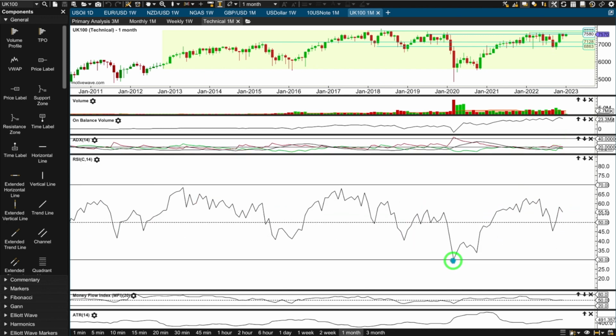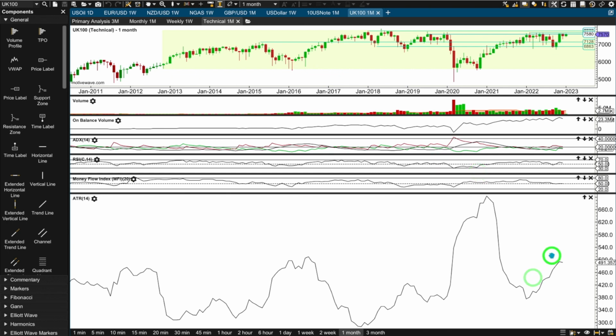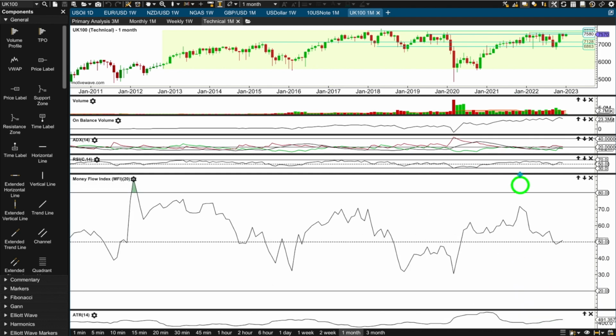RSI is in neutral territory. It didn't reach oversold on the monthly chart at that last important low, and there was no bullish divergence. Money flow also neutral, also no bullish divergence, didn't reach oversold, and ATR showing some increase as price moves higher, so there's support from volume and range. That's bullish. That supports the Elliott Wave count.